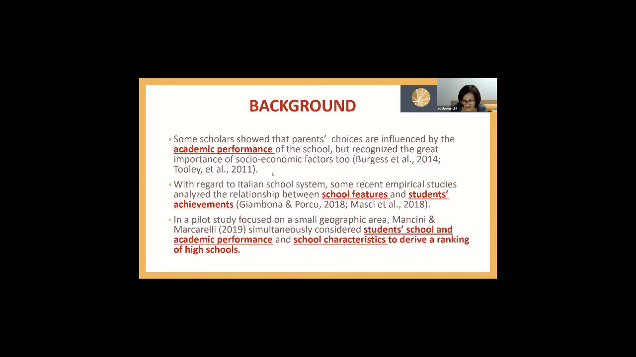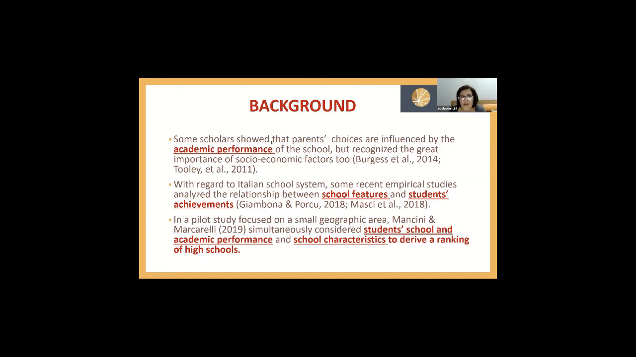In literature, it is well known that many factors may affect parents and their children in the school choice. For example, some scholars show that parents' choices are influenced by the academic performance of students. Italian scholars have analyzed the effect on students' achievements of school size and other significant characteristics such as school management, resources, etc. More recently, in a pilot study focused on a small geographic area, Mancini and Marcarelli simultaneously considered students' academic performance, students' school performance, and school characteristics to derive a ranking of high schools.